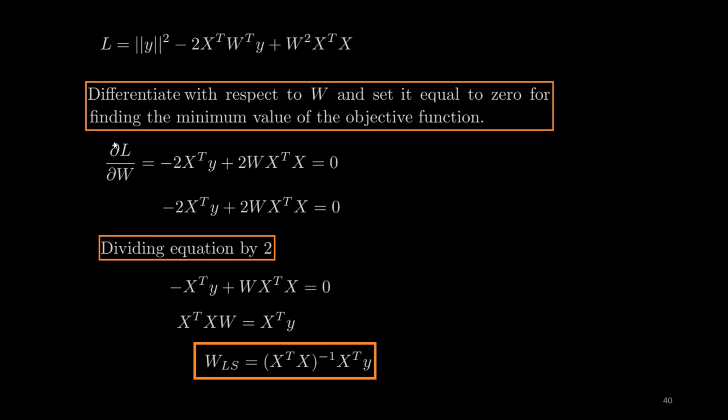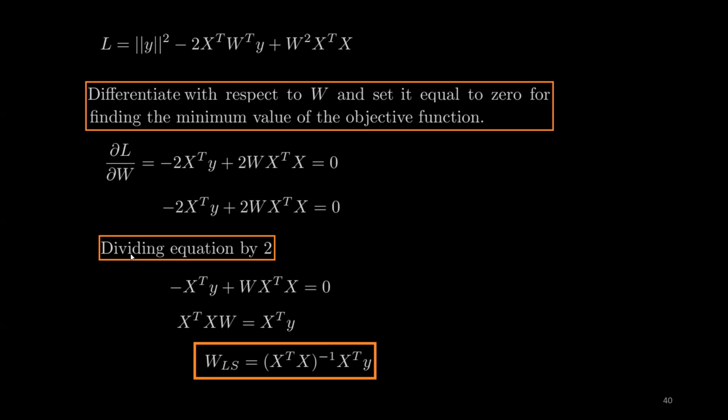Now take the derivative with respect to W. So this term doesn't have any W. It will be considered a constant for differentiation. Therefore, it will be equal to 0. So we will remove this. This is the term which contains W, so the derivative of this term will be 2X transpose Y. Similarly, this is W square, so the derivative of W square will be 2W, and X transpose and X are there. Now here we are putting this equal to 0 in order to find the slope or a minimum value.